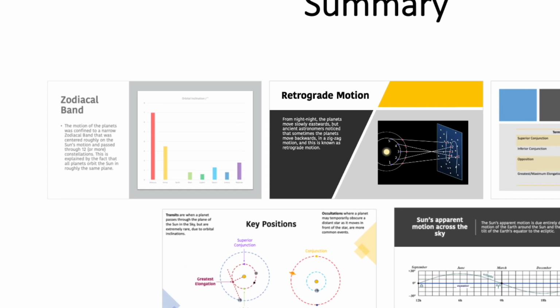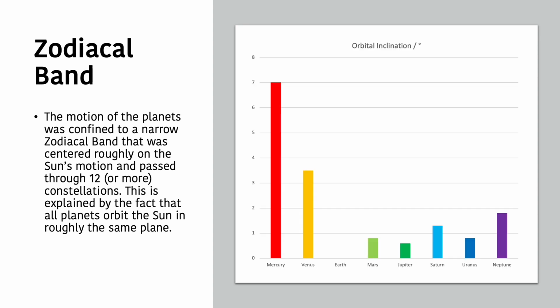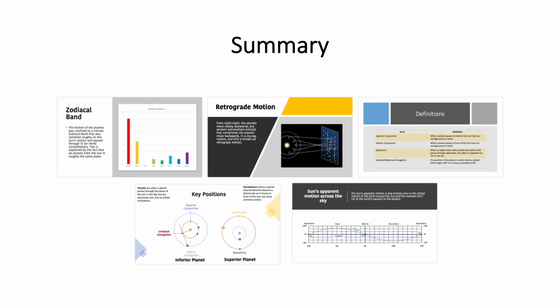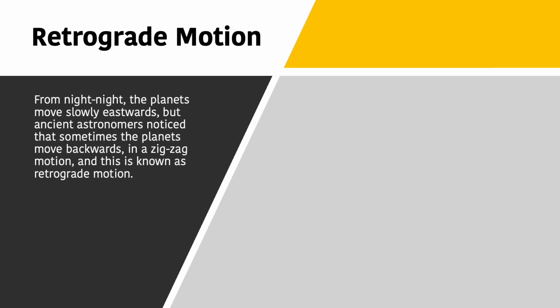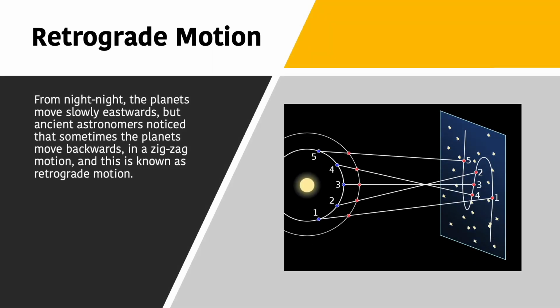So, to summarise, the motions of the planets was confined, and is still confined, to a narrow zodiacal band that was centred roughly on the sun's motion and passes through 12 or more constellations. And this is all explained by the fact that all the planets orbit the sun in roughly the same plane. Night to night, planets move slowly eastwards, but ancient astronomers noticed that sometimes the planets move backwards in a zigzag motion, and this is known as apparent retrograde motion and is due to the varying speeds of the planets in their orbits around the sun.